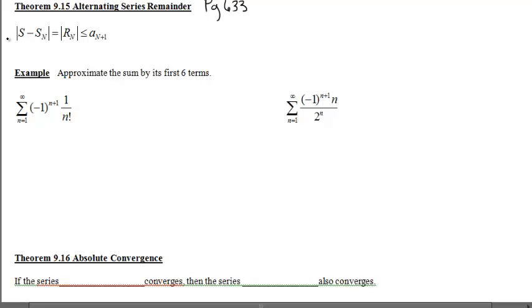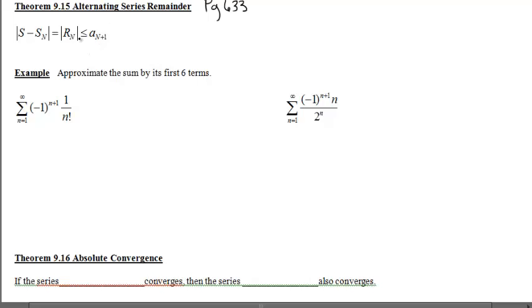This is saying that if a convergent alternating series satisfies condition 2 of our test, then the absolute value of the remainder involved in approximating the sum of the series by a partial sum is equal to or less than the first neglected term.